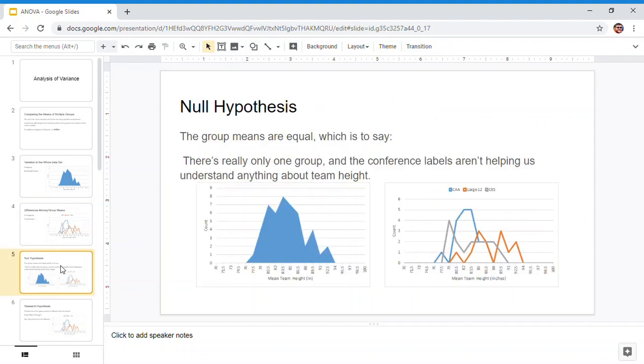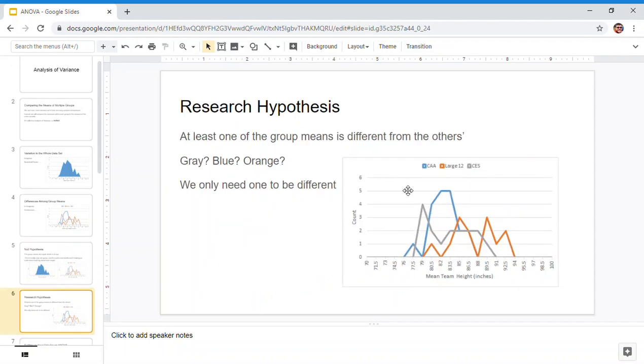Well, first we need a null hypothesis, and the null hypothesis is that the group means are equal, which is to say these three groups, we've drawn them, but they're not actually different. They're all just random examples of people from this one population. So the research hypothesis is that at least one of these three groups comes from a different population, so that its mean is different from at least one of the others. And it only needs to be one.